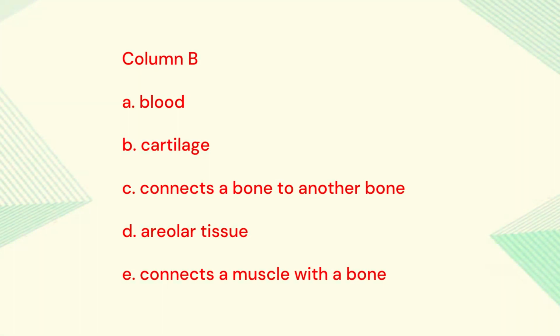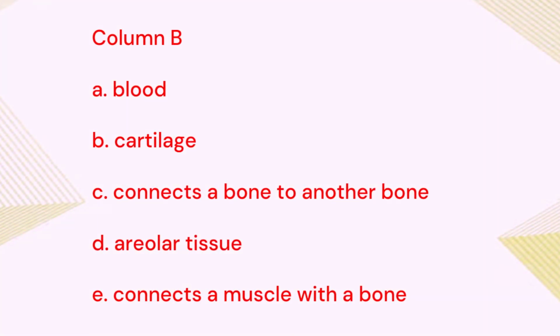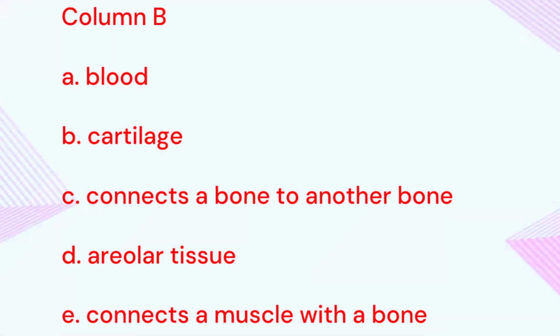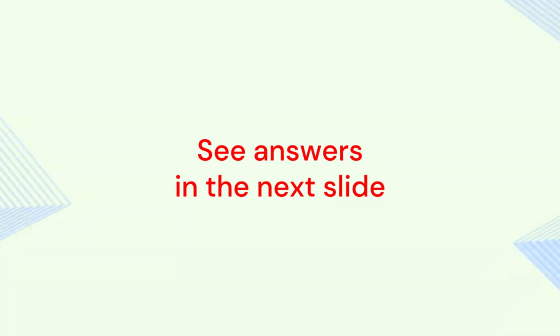Blood. B. Cartilage. C. Connects a bone to another bone. D. Areolar tissue. E. Connects a muscle with a bone. See answers in the next slide.